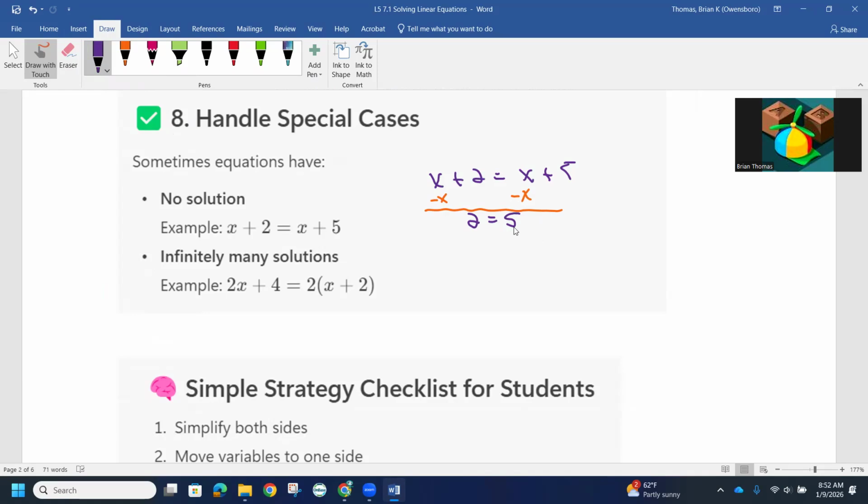Will 2 ever equal 5? No, this is untrue. So 2 will never equal 5. This is a false statement, not a true statement. So when we get a false statement, this tells me that it doesn't matter what x is, this equation is never going to be balanced. It's always going to be unbalanced.